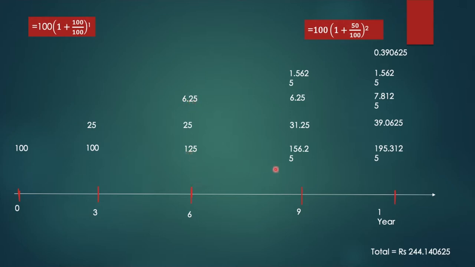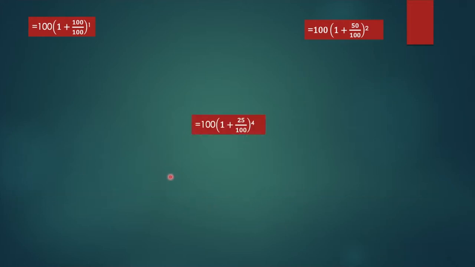So similarly in the next 3 months you will get back how much? 156.25 plus these are the interest, and in the next 3 months you will get back what? This much plus these are the interest. So a total of what? Rupees 244 you will get back. The amount increases as you have divided the time into 4 parts here. The formula for this last condition is what? This is the principal amount, under bracket 1 plus 25 by 100. 25 is your interest rate in percentage, to the power 4, 4 is the time interval.